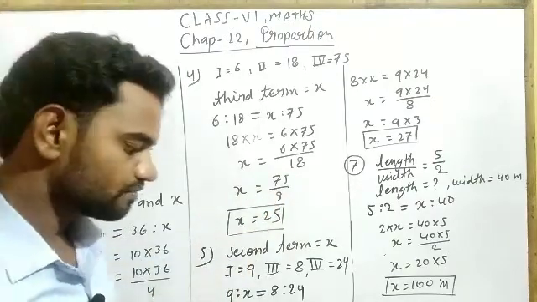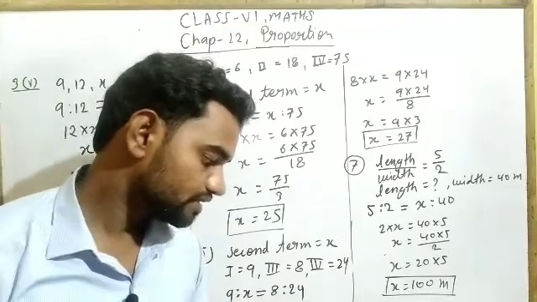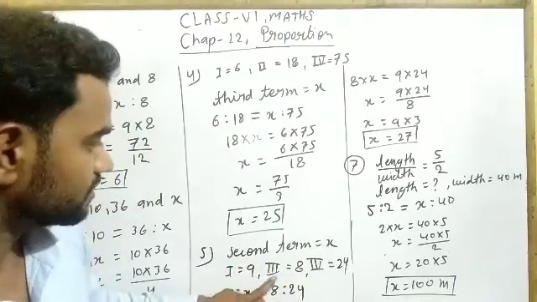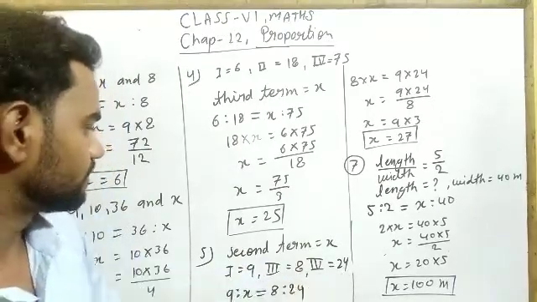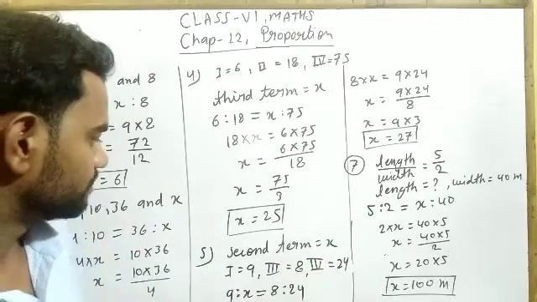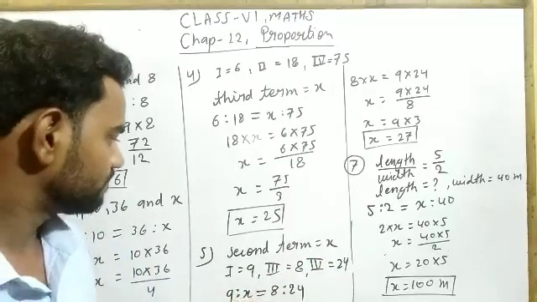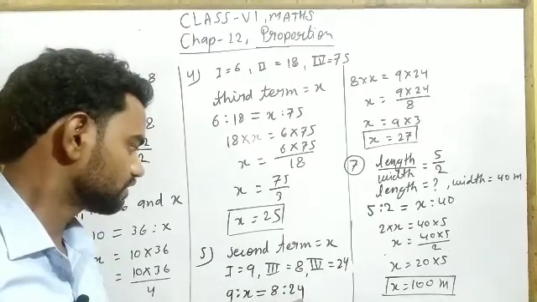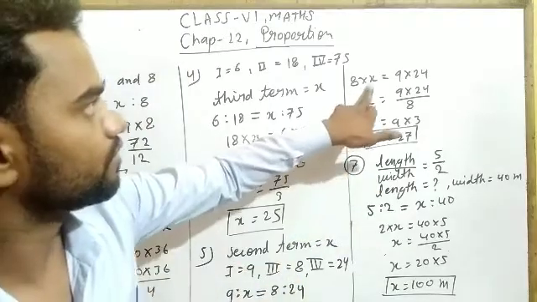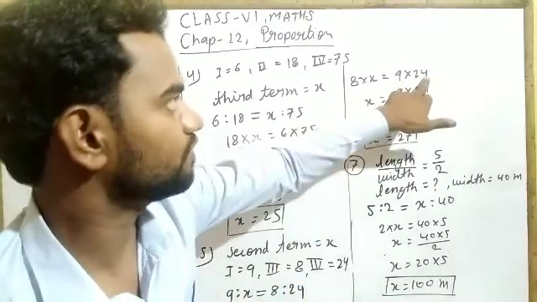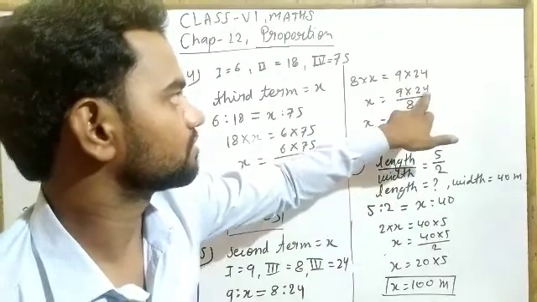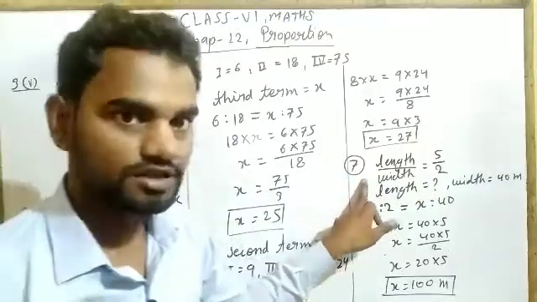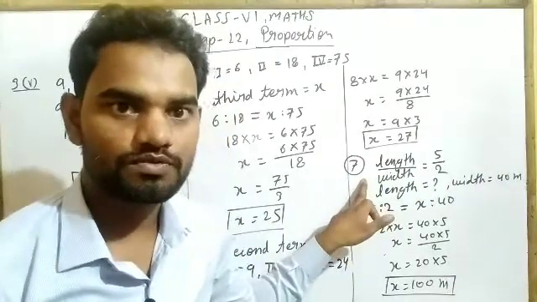Question number 5: find the second term. The first term is 9, the third term is 8 and the fourth term is 24. We have to find the second term. Product of means equals product of extremes, so 8 into x equals 24 into 9. We can cancel 8 with 24 to get 3, so x is 27. Question number 6 is the same as question numbers 4 and 5, so you will solve it by yourself.